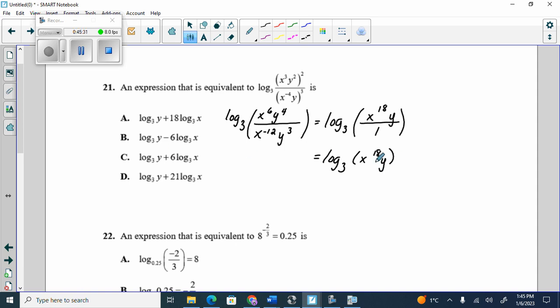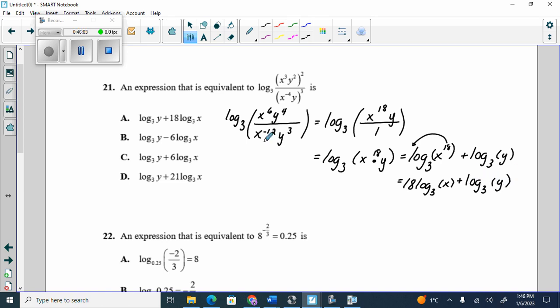And then these are expanded. Remember, they're just multiplied, but you can separate them by plus signs. So log base 3 x to the 18 plus log base 3 y. There's no answer of that yet. So we're going to distribute the 18 in front. We can if there's a log. So the power rule, 18 log 3 of x plus log 3 of y. That matches. Okay.